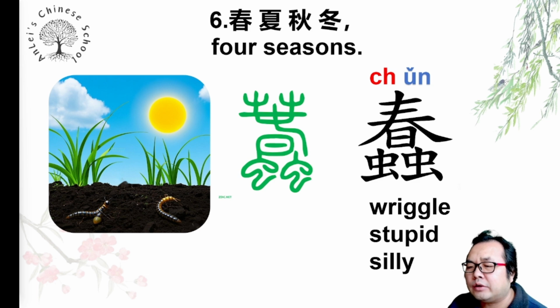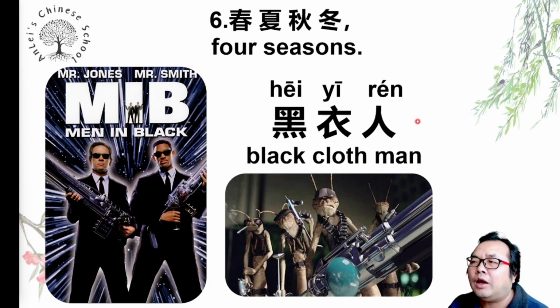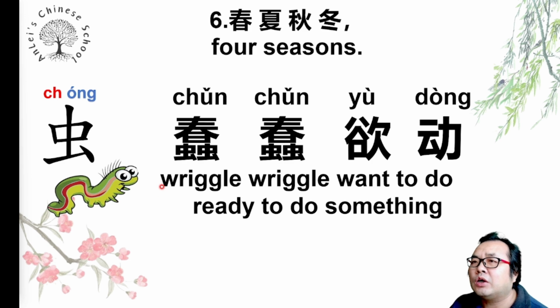Spring has arrived, the earth comes back to life. The top part is spring, and also its determined pronunciation, 蠢. The bottom part is two worms. And why does it have a meaning of stupid, silly? Because those worms are brainless, act blindly, so it means silly, not offending the bugs. I remember the movie Men in Black, 黑衣人, black clothes men. There's one idiom called 蠢蠢欲动, wriggle wriggle, want to do something. It also means ready to do something.